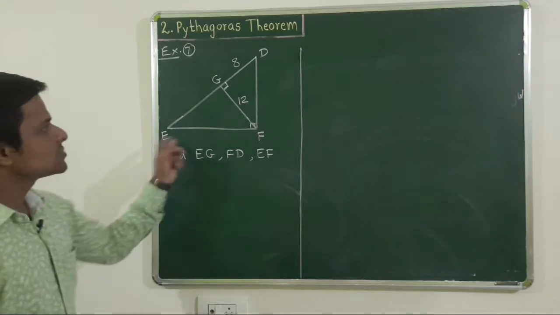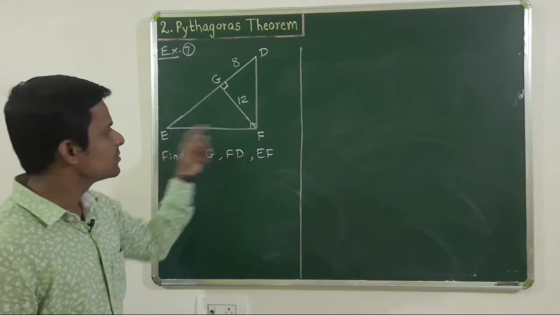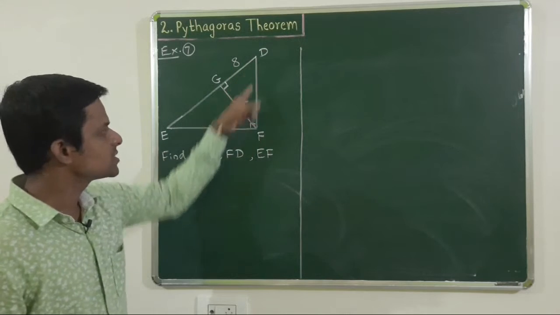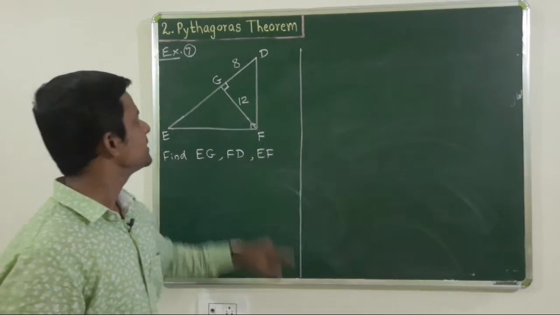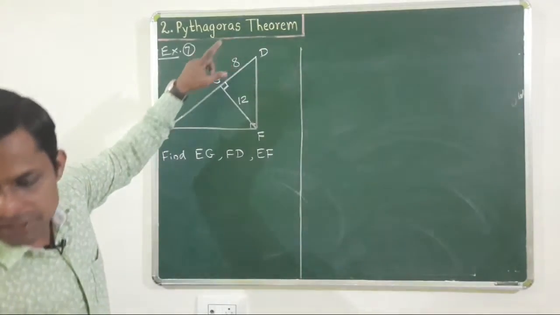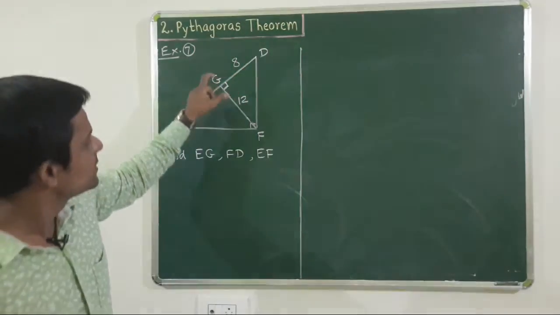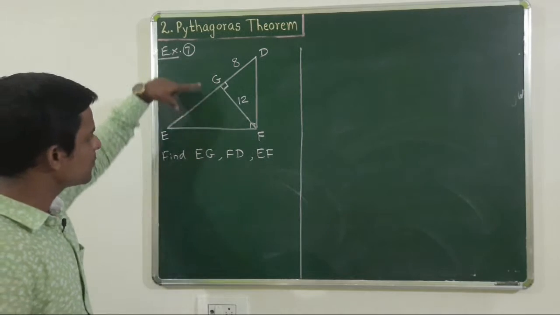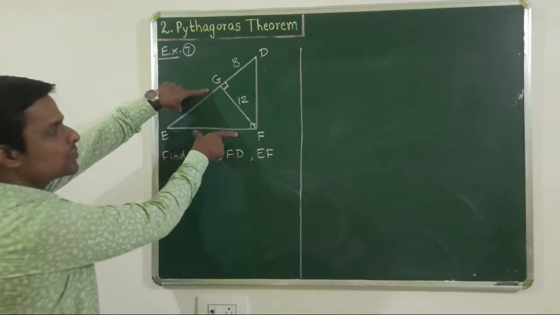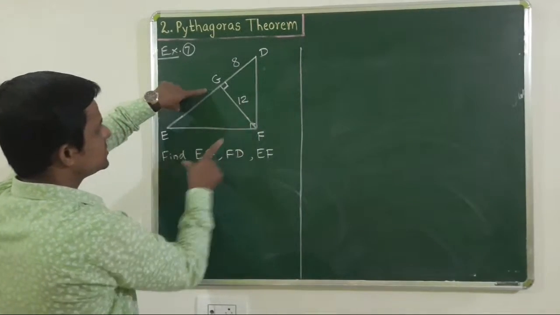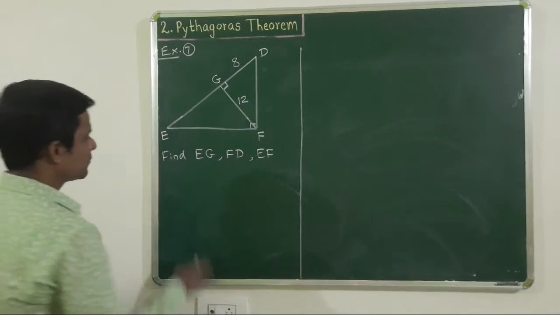See, what is given? There is one right angle triangle, that is DFE, which is right angled at point F, means measure of angle DFE is 90 degree. FG is perpendicular to ED. GD is given as 8. GF is given as 12, and we want EG, FD, and EF. We want the lengths of these three sides. We start the solution.